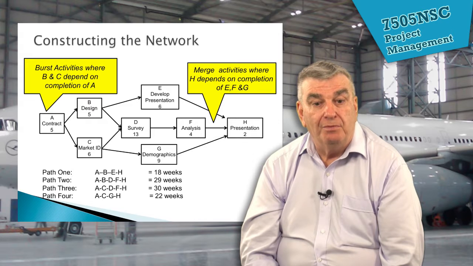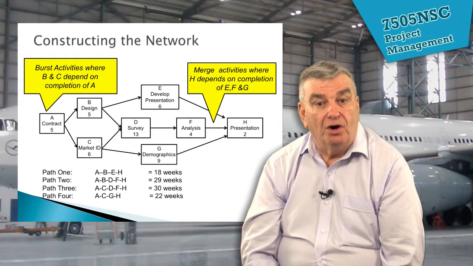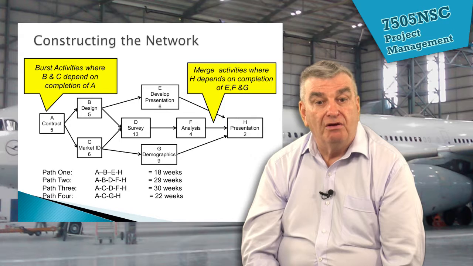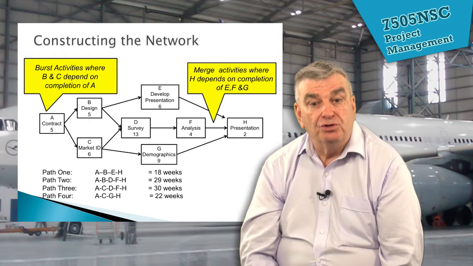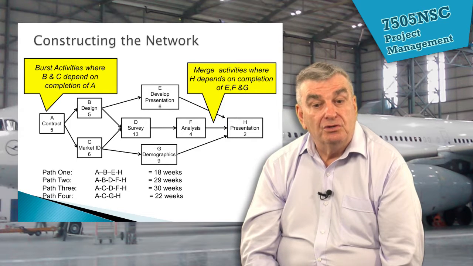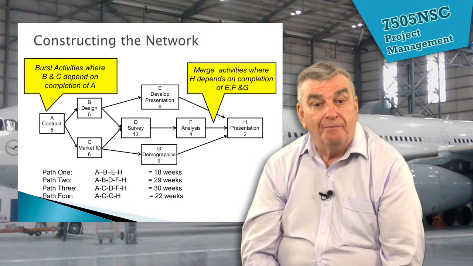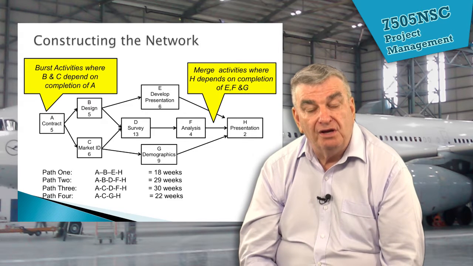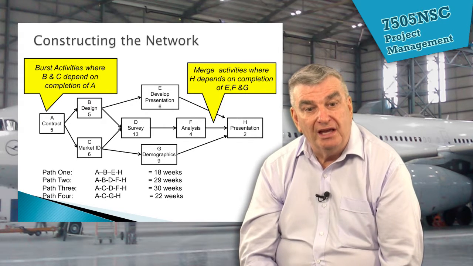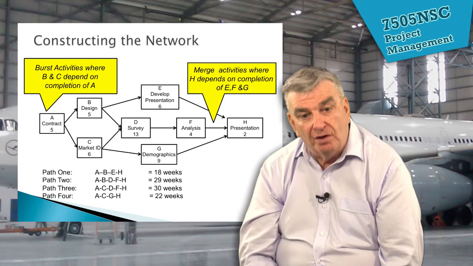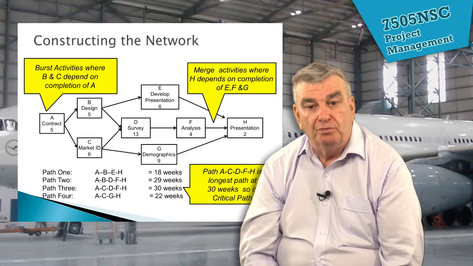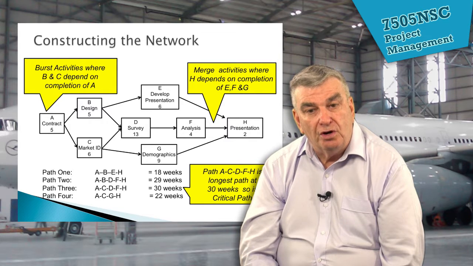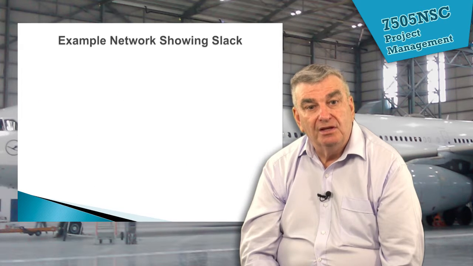Whereas if we can see A, B, E, H, we might develop the presentation going from, say, 6 weeks up to 8 weeks. So that would only increase it to 20 weeks. But anything on the critical path, if it increases by even 1 week, blows out the time. And so that's part of the concept that we'll be studying. So critical path is shown here.